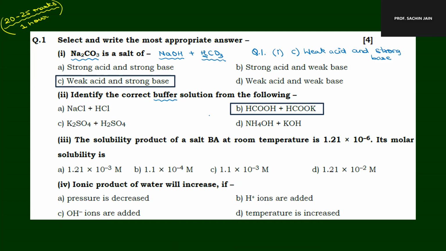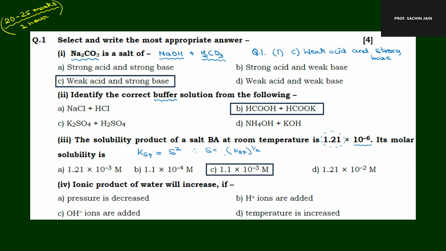Then third, the solubility product of a salt BA at room temperature is given. Its molar solubility is. C. You take square root. So you take square root of 1.21, you get 1.21 back. Option C, 1.1 into 10 raised to minus 3, right? Yes. Because आपको सिर्फ square root ही लेना है. A salt BA type is having the Ksp का relation as S square, and therefore S will be equal to the square root of Ksp. Directly take the square root, you will get इसका square root 1.1 and इसका square root 10 raised to minus 3, and that's your answer, option C.